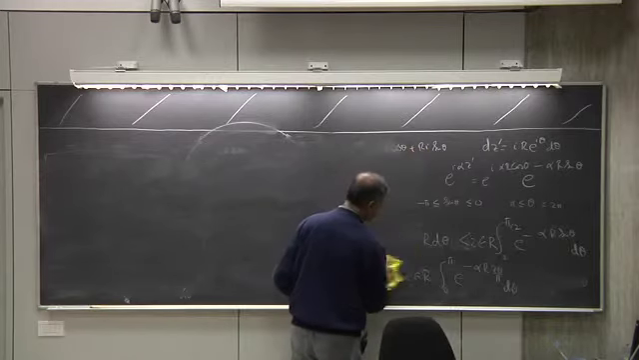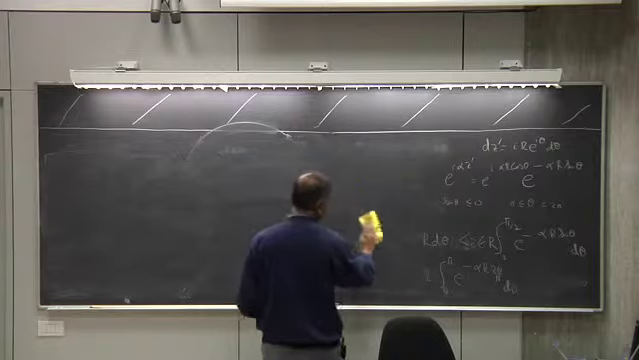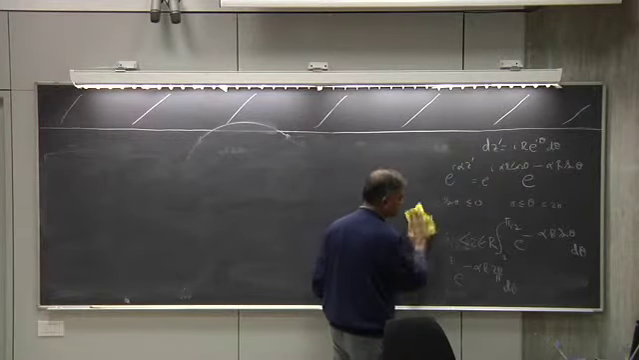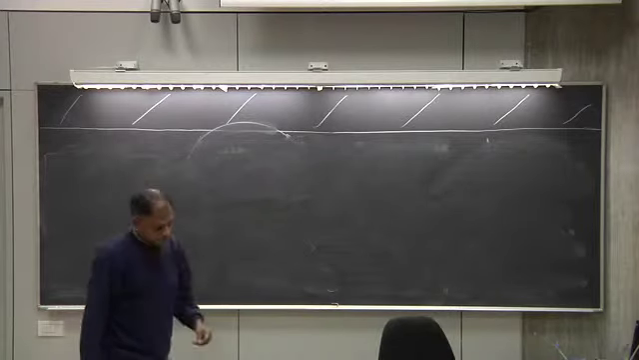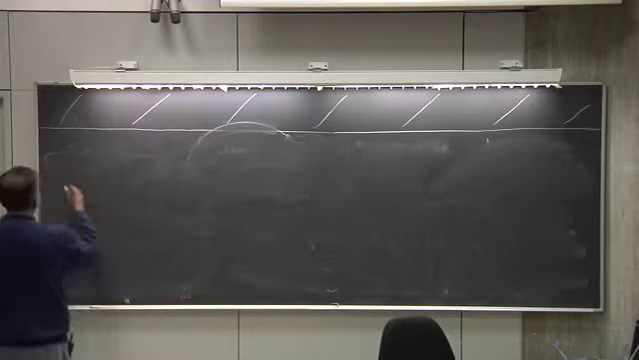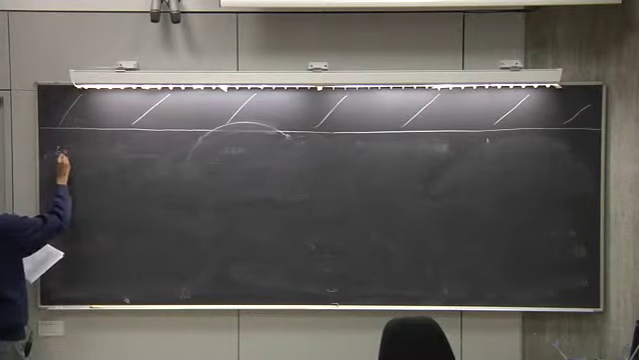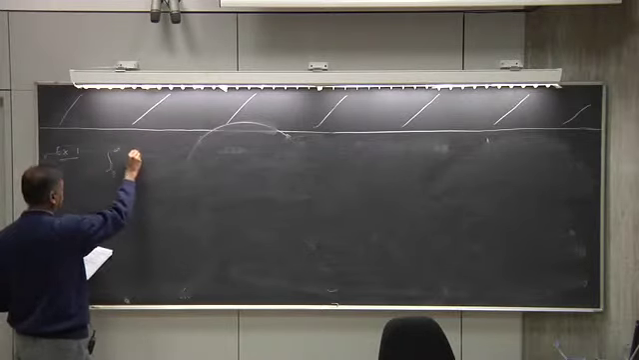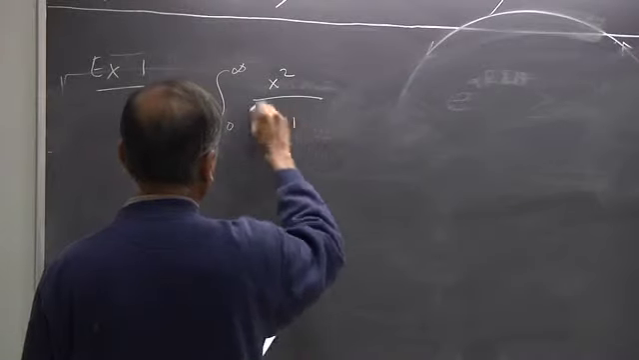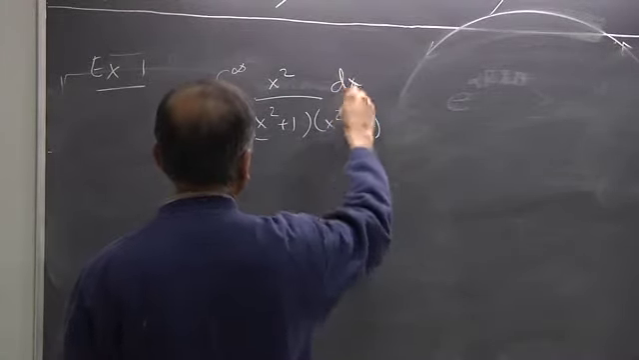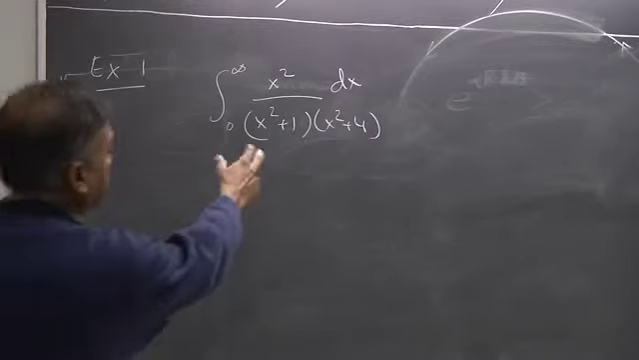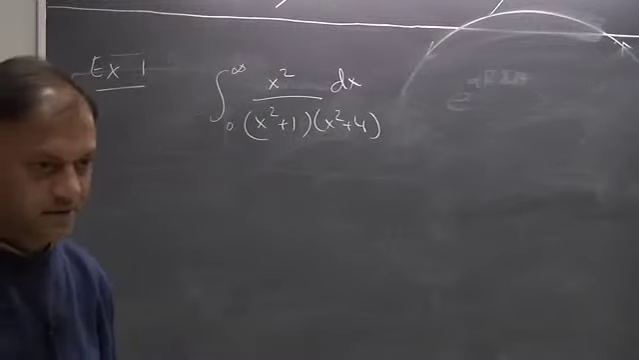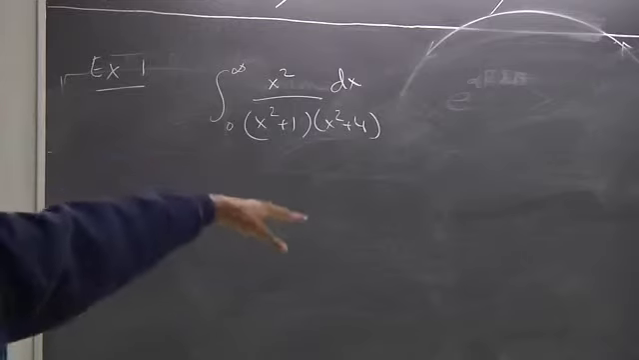Okay, so now let me go through some examples to work out how you can integrate using the residue theorem. The first example: example 1. The integral is 0 to infinity of x square over x square plus 1 times x square plus 4 dx. You have to integrate this from 0 to infinity. This can be done without the residue theorem. You just make it into partial fractions, and it's not difficult to do explicitly. But all I'm saying is that I'm going to show you that it's very easy once you use the residue theorem.